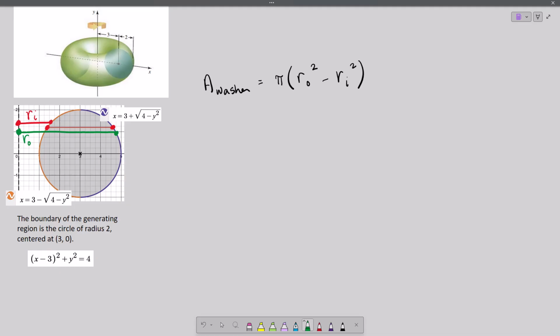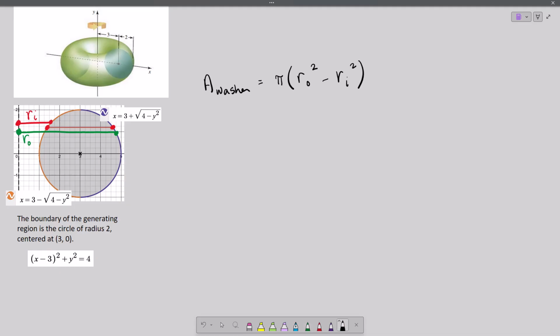So horizontal measuring is a difference in x coordinates. So that means any curve needs to be written as x equals. So I took the equation of the circle and solved for x. When you solve for x, you get that the right side is 3 plus the square root, and you get that the left side is 3 minus the square root. You isolate x from that equation.